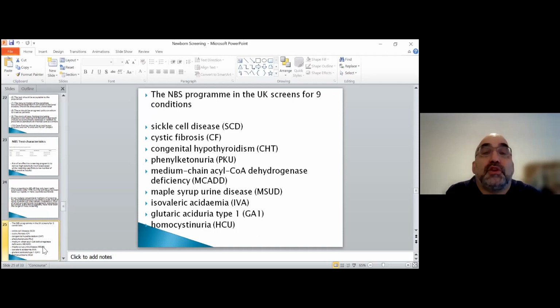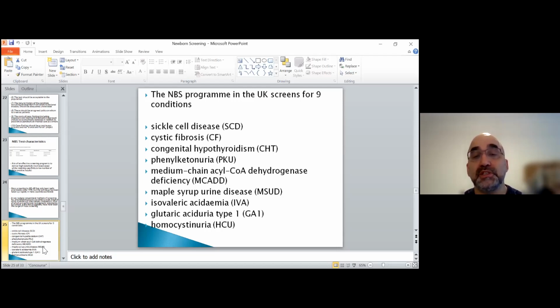Currently in the UK, the newborn screening program includes nine conditions: a hematological condition, sickle cell disease, cystic fibrosis, congenital hypothyroidism that we touched on, PKU, which was the first disease in newborn screening, and MCAD, which is a fatty acid oxidation defect where babies can get severe hypoglycemia, seizures, and sometimes death, and usually are asymptomatic when they are born. This is something that we currently do in our lab in the UK.